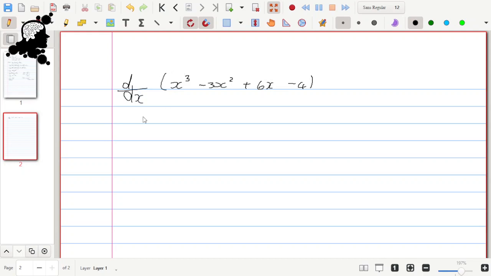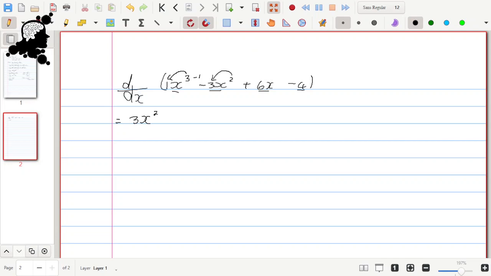According to our laws of differentiation, what we need to do is find the derivative of x cubed, the derivative of 3x squared, the derivative of 6x, and the derivative of negative 4. To get the derivative of x cubed, we multiply the exponent by the coefficient. Our coefficient is 1 here. 3 times 1 gives us 3x. When we subtract 1 from the exponent, we get 2.